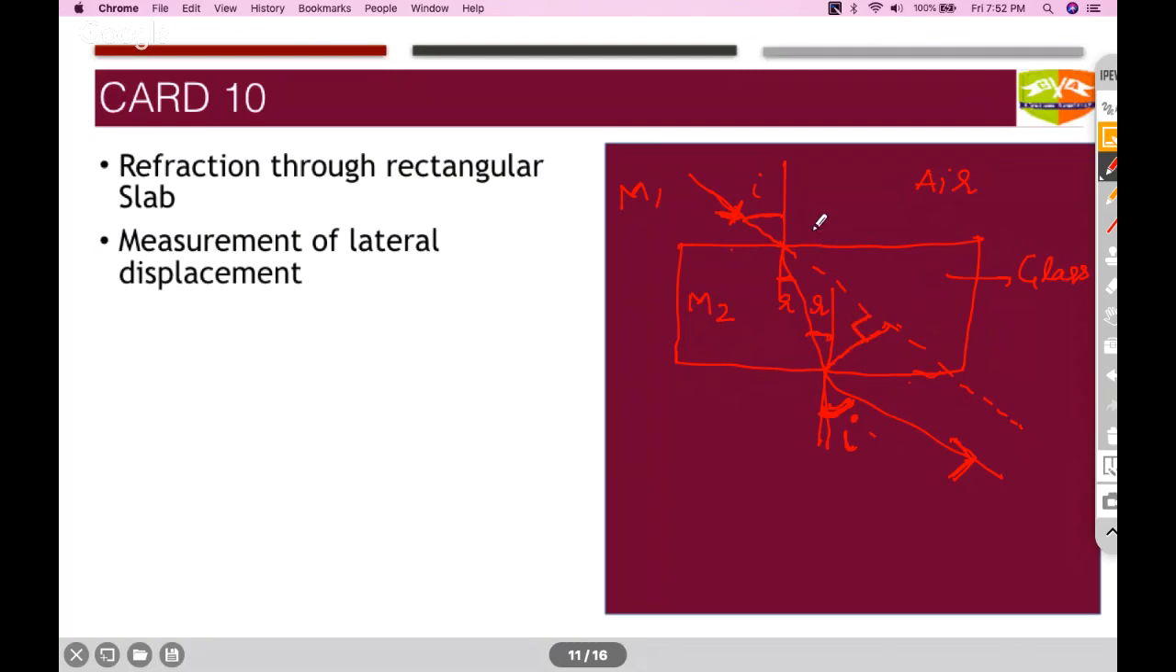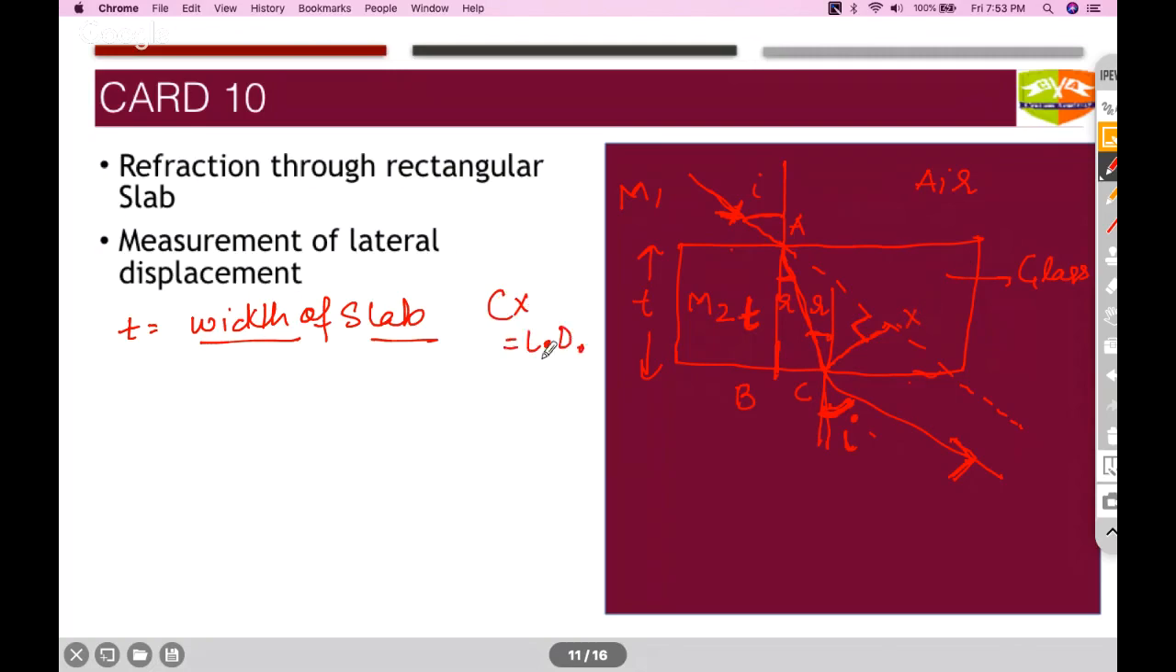Try to understand. Suppose this is T, and I am assuming that T is equal to the width of the slab. I will measure this lateral displacement with the help of the slab. What I need to do is find out this particular length. How will I find it? This is T. Let me mark it A, B, C, X. So I have to find CX. CX is my lateral displacement, LD.